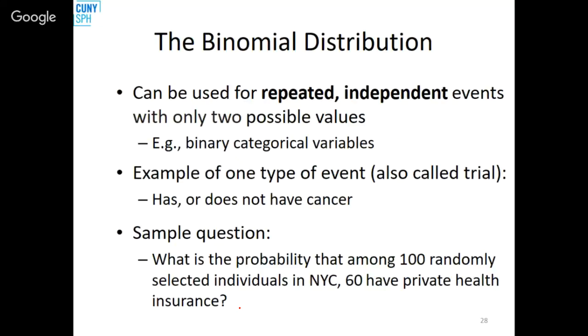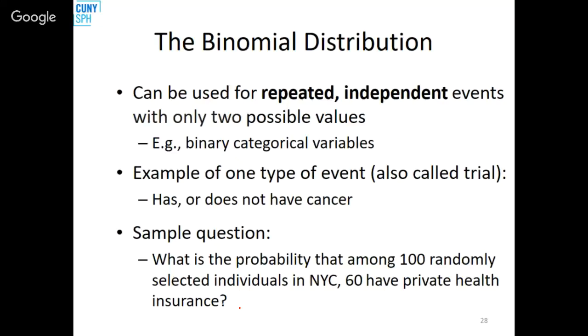Second major random distribution. These aren't the only two, they're just the most important ones. We will cover at least also the t-distribution this semester. But the binomial distribution is the other most important one. So whereas the normal distribution provides probabilities for a continuous variable, binomial distribution provides probabilities for a binary variable, such as having cancer or not having cancer.